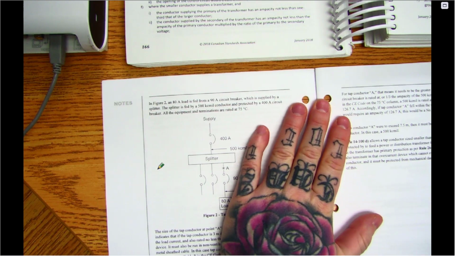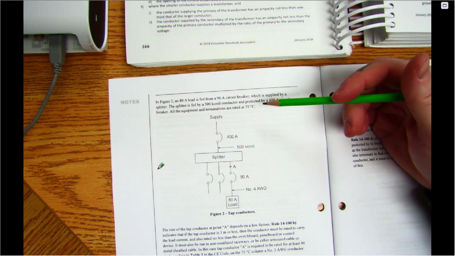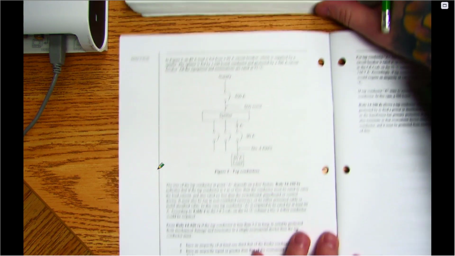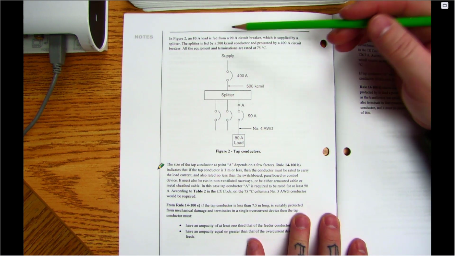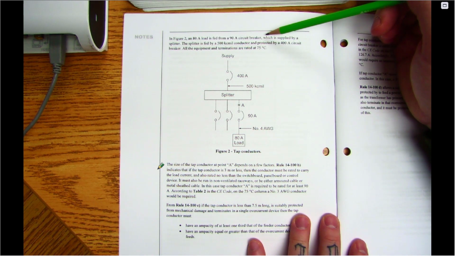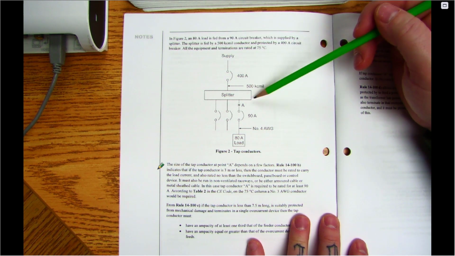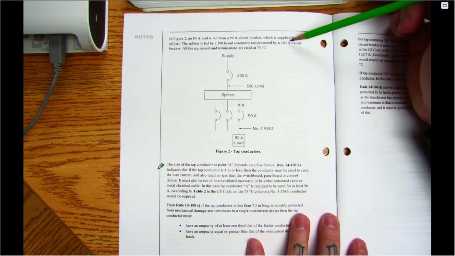Then it gets into these different scenarios of the length of a tap conductor. So they got a few questions, and we definitely have questions in our Blackboard about this as well. We've got an 80 amp load fed from a 90 amp circuit breaker, which is supplied by a splitter. The splitter is fed by a 500 kcmil conductor protected by a 400 amp circuit breaker.